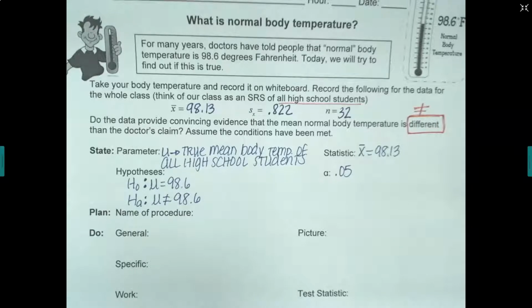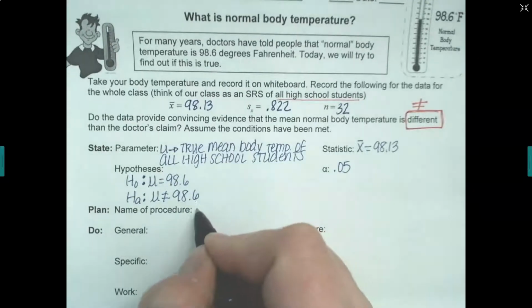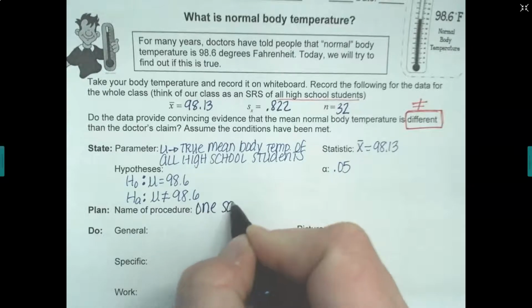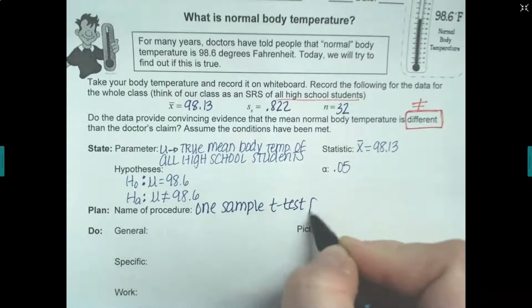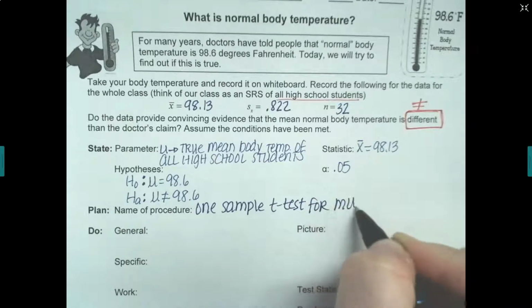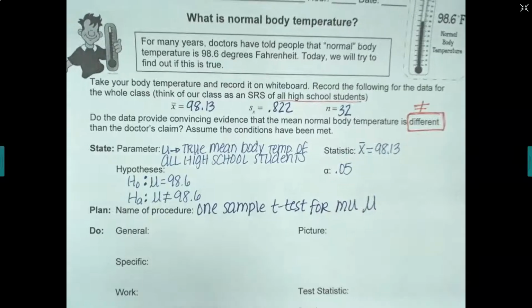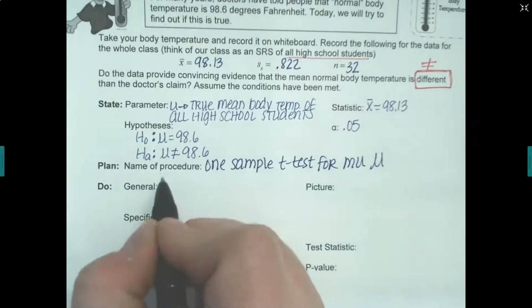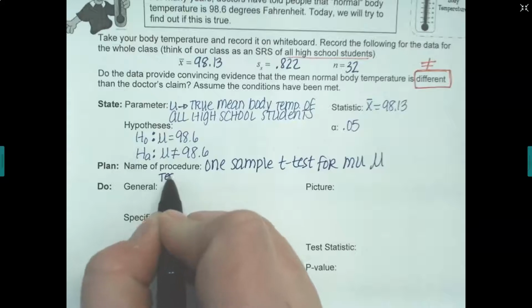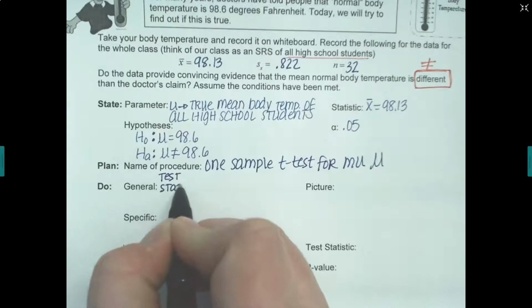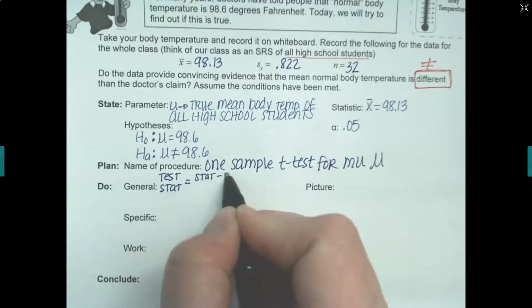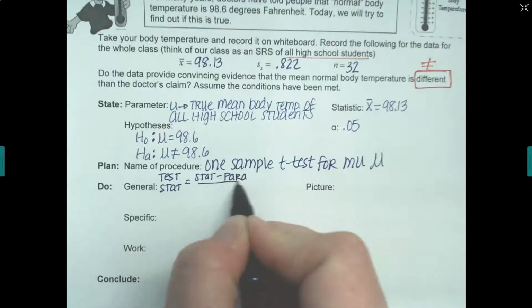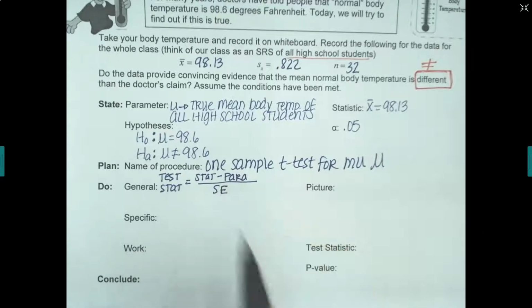Okay, so the name of this procedure is a one sample t-test for mu. You don't have to spell it out for mu. The general idea is, what are you looking for? We need to find a test statistic. To get that statistic, we're going to take the statistic from our sample minus the parameter and divide that by the standard error.